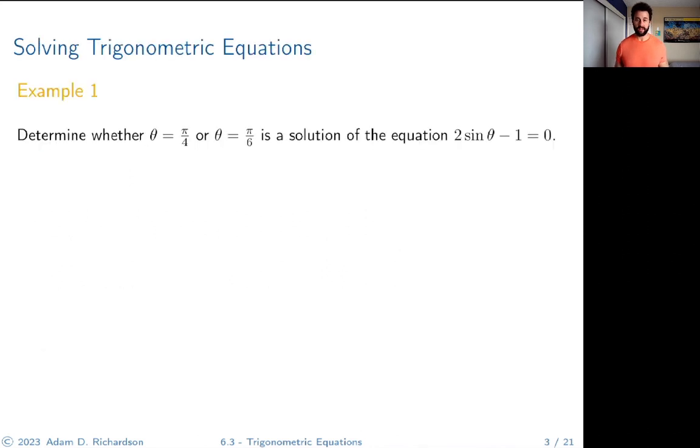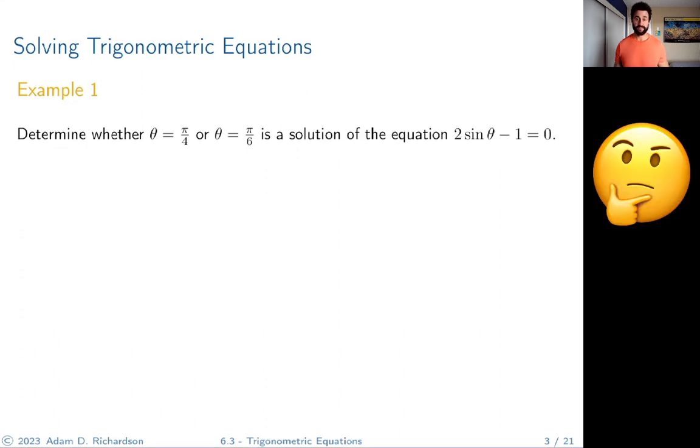All right, so let's get started. Frankly, this lesson is really just a set of examples. There's no new theory, there's no new definitions. So let's start with a simple one. Determine whether pi over 4 or pi over 6 is a solution to the equation 2 sine of theta minus 1 equals 0. So I want you to think about this one on your own, and then we'll do it together in just a minute.